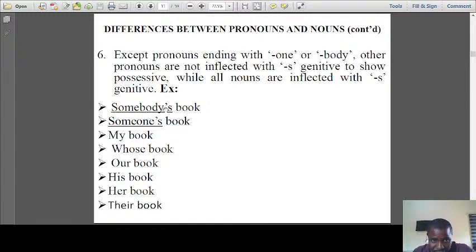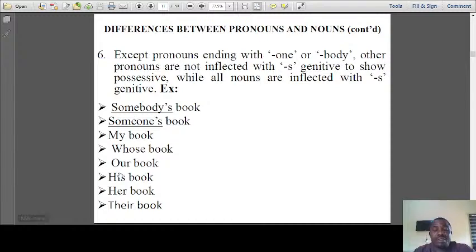But others, this somebody's book is the same thing as my book. Whose book? Our book, his book, her book, their book. But why do these attract possessive? Like the nouns. These are the only ones that attract possessive, like the noun and the possessive noun as in James' books, James's books, John's books, Michael's book. Only these two. Others, no.